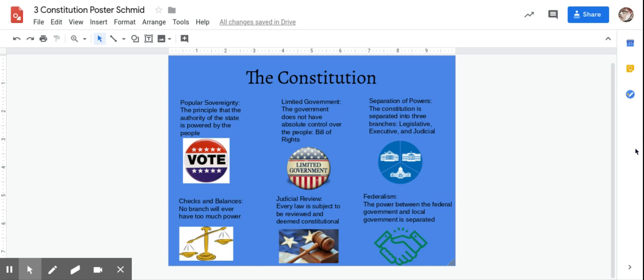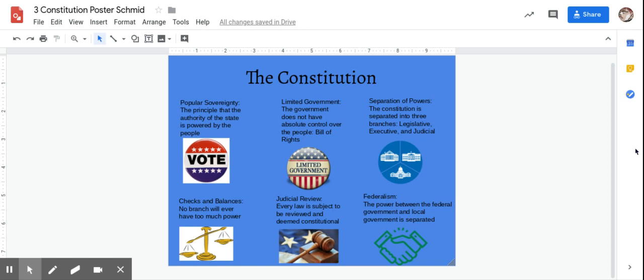The second principle is limited government. Limited government is the idea that the government does not have absolute control over the people. We see limited government in society when people use their freedom of speech or freedom of press to write articles about whatever they want without punishment. I used a pin that says limited government on it with an American flag as the background on the pin, representing that the people will always have their rights.